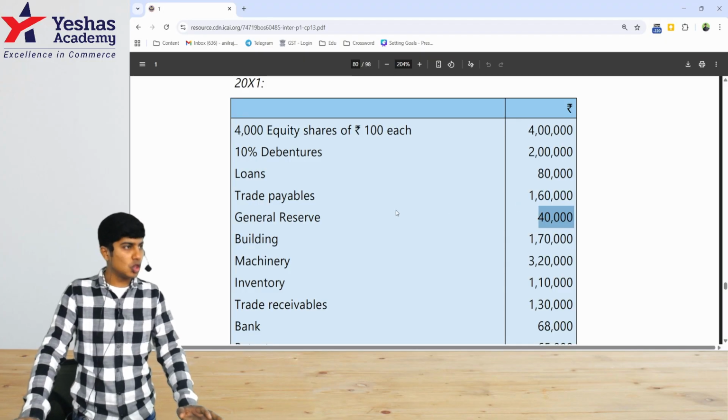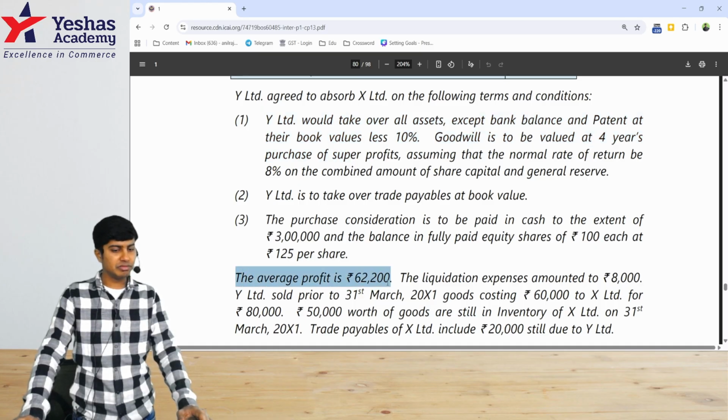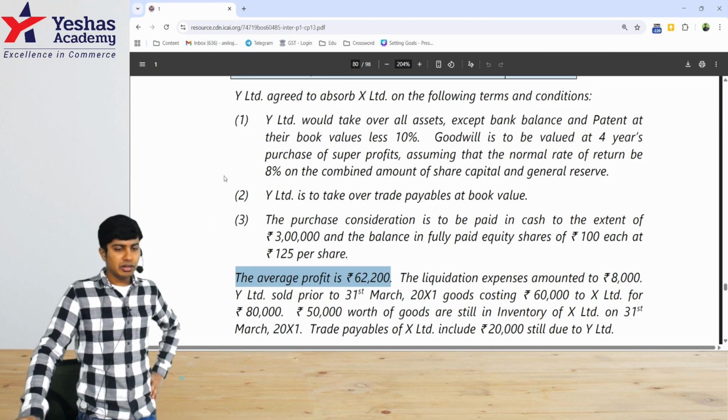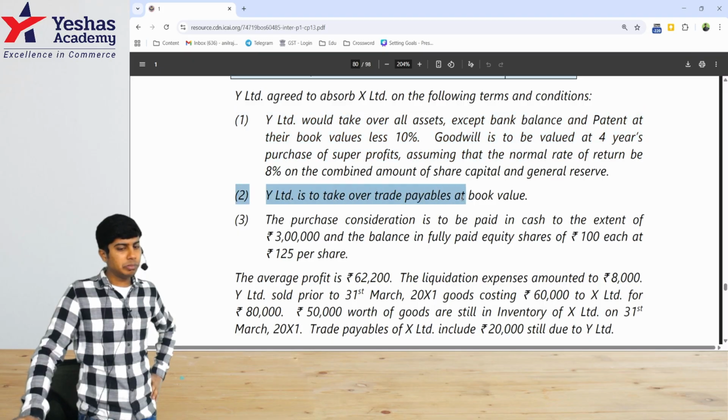Average profit is not yet given. In the extent I've read, it's not given. It will be given later. Third adjustment, no, here they mentioned average profit is 62,200. Let's not go there. Before I go there, I've done with first adjustment completely. I'm done with second adjustment completely.